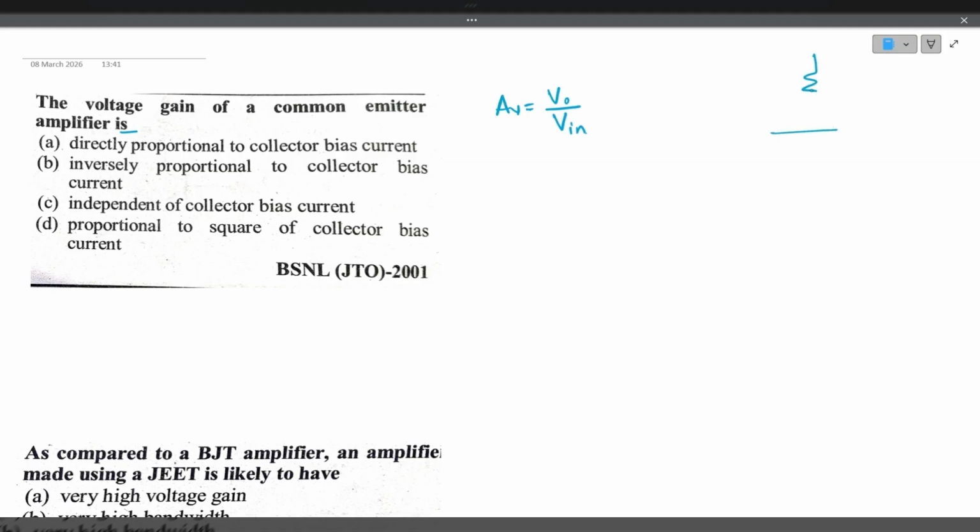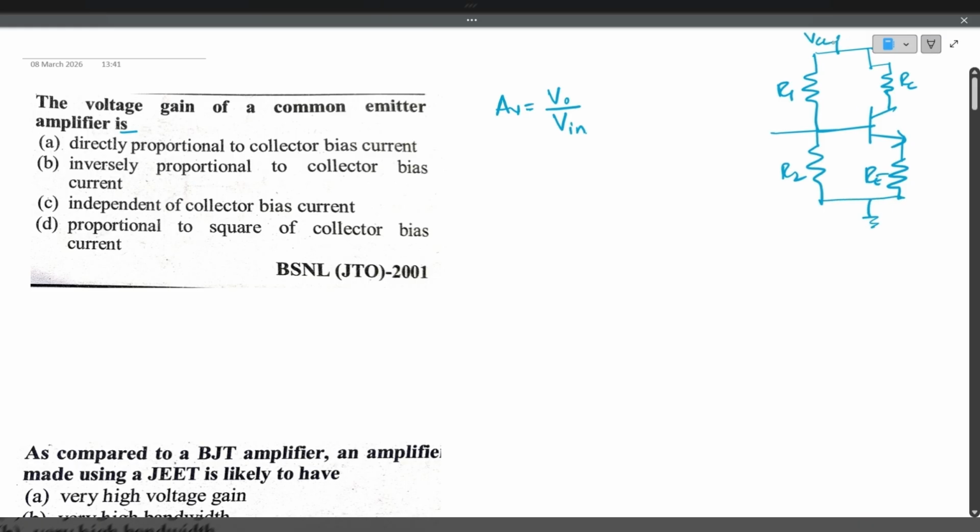Now if you see, this is a circuit, this is R1, R2, this is a transistor with collector resistance, RC, RE, emitter resistance, VCC. So the output voltage is collected across the collector. The output voltage is nothing but the collector current multiplied by the load resistance, that is RC, divided by input voltage. Input voltage is the base current multiplied by input resistance.